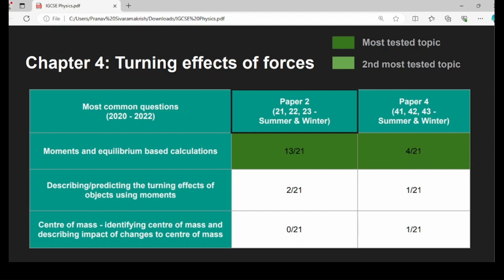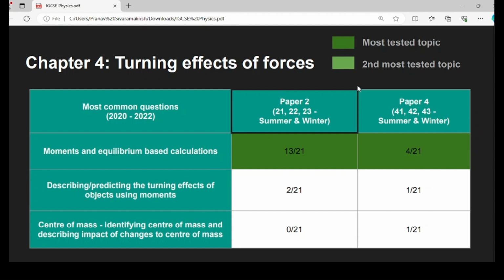You also have questions arising from time to time around describing the turning effects of objects using moments, and questions around the center of mass, identifying the center of mass, and identifying how any changes to the structure of the object can affect its center of mass. You will find questions on this, but questions around these two are more rare than questions around the calculations.